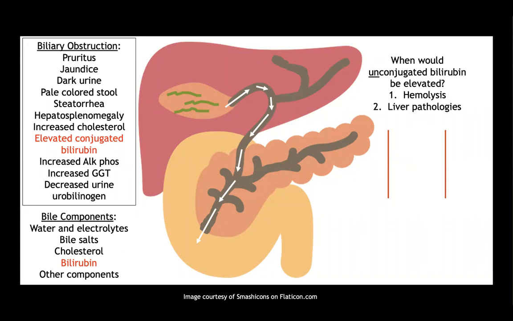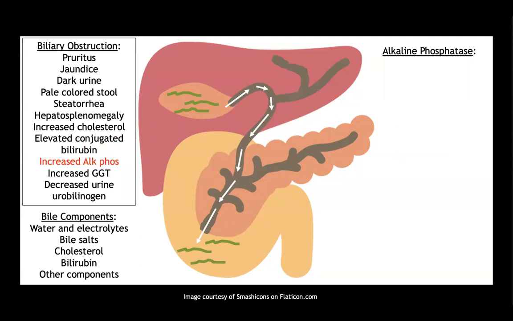Another thing to keep in mind is that liver pathologies could cause an unconjugated hyperbilirubinemia. Again, if you imagine these guys are always trying to get conjugated when they're floating in the bloodstream, but if your liver's not functioning that well, this whole process might be deficient and you might end up with more unconjugated bilirubin than you would like.